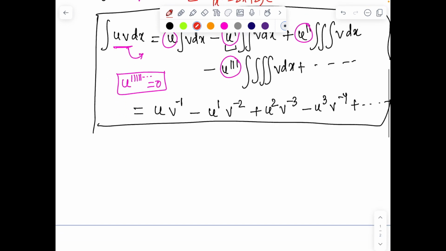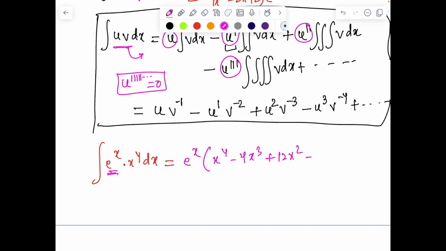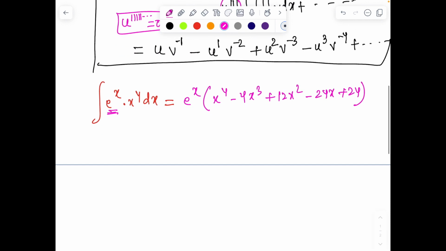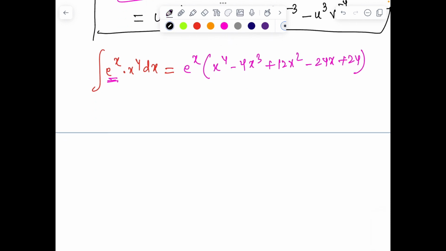Now you can do this method really fast. Suppose I have e to the power x into x to the power 4 dx. So I can write e to the power x, because integration of e to the power x is going to be e to the power x, times x to the 4 minus its derivative 4x cube plus 12x square minus 24x and plus 24. And that's the answer for this problem. You might not be happy, so let's try the second question.